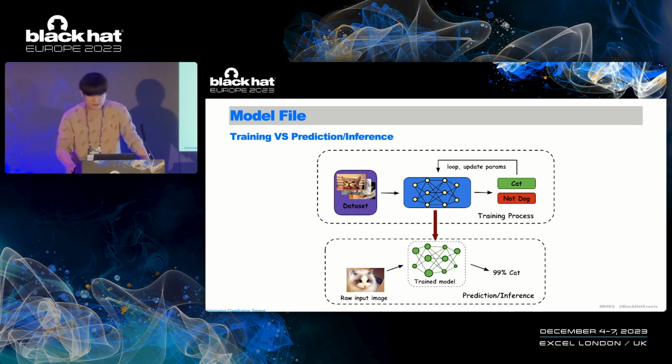And to do the prediction, a neural network needs to be trained first. Simply put, the training process is like a loop to change the parameters of every equation in the CNN and find the most suitable parameters that fit the data set best. The final output of training is a model file. We can use this model file to do prediction or inference.